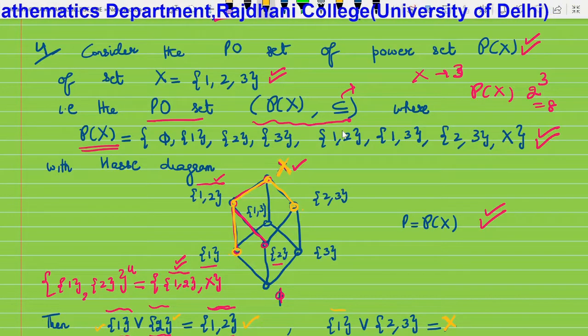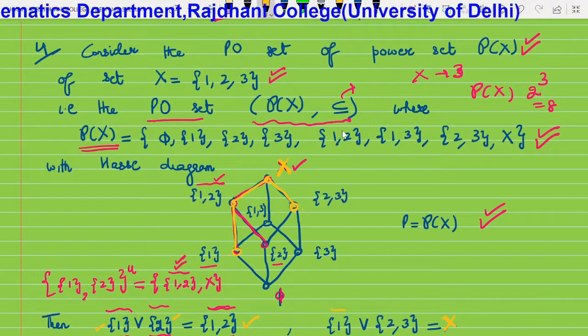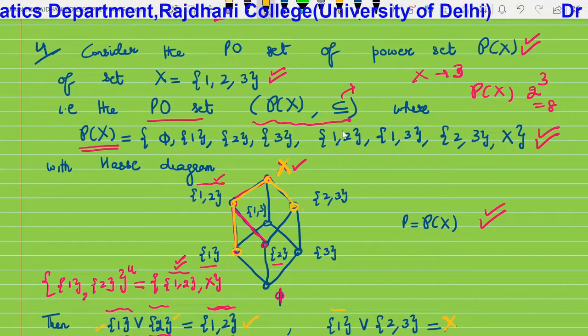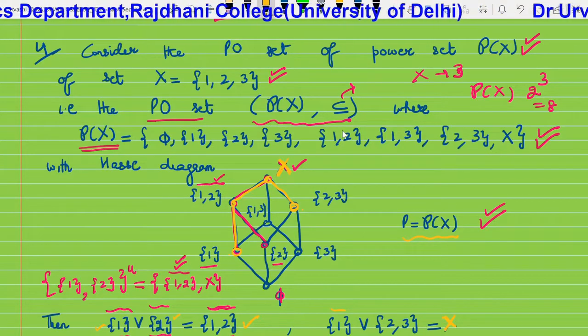Likewise, we can pick up any pair of elements from the power set of X, and we can try to find their join.